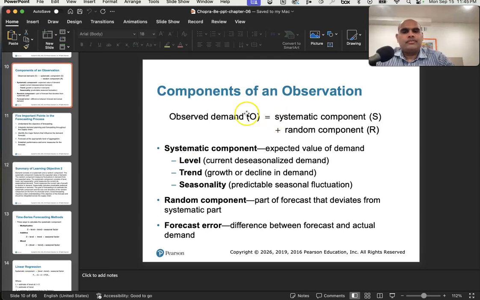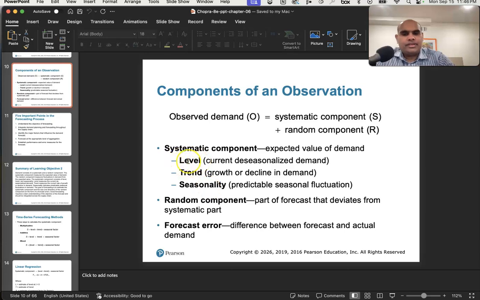So whenever you observe any sort of demand, there is a systematic component to it and there is a random component to it. And the best we can do is capture the systematic component. Capturing the random component obviously is impossible because it is random, right? And this systematic component can potentially include three different parts, right? So you have something called the level, trend, and seasonality, right?